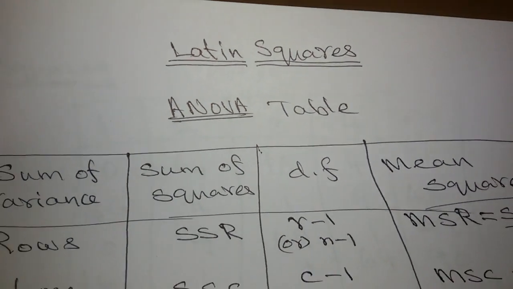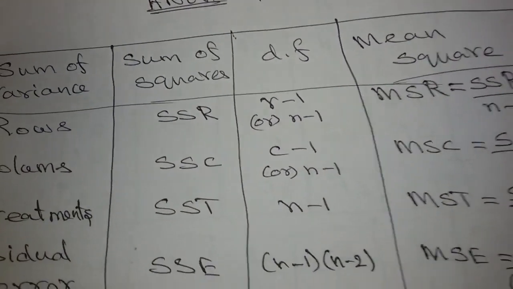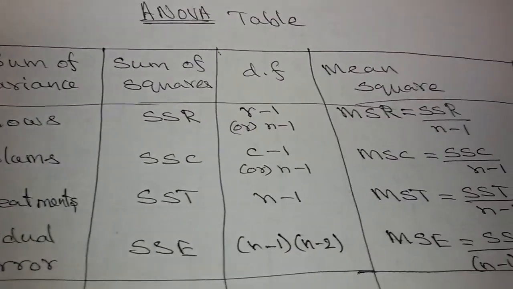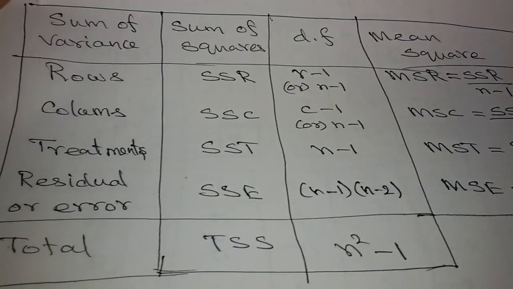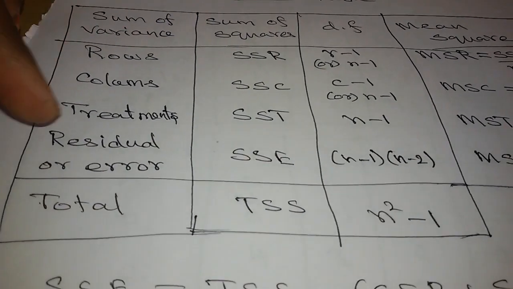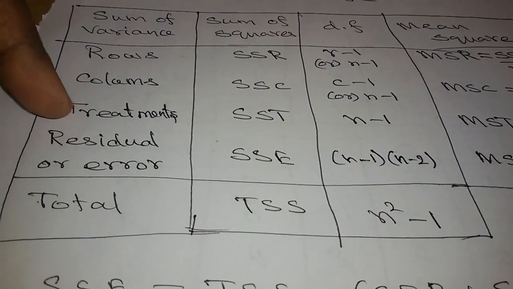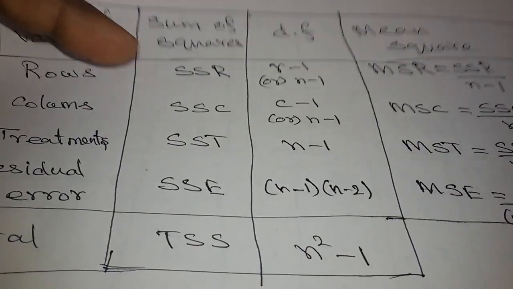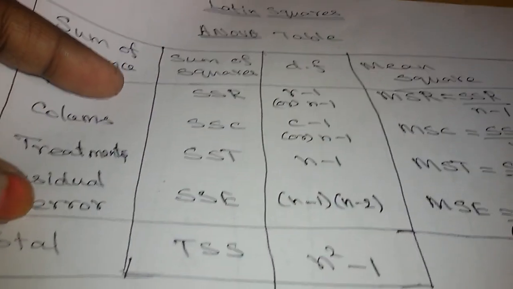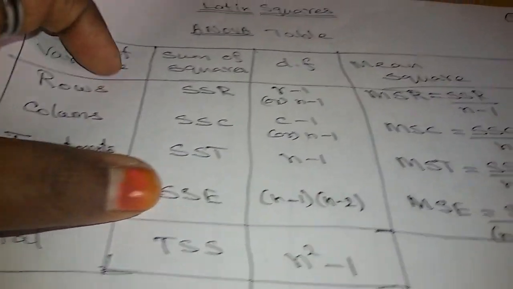The last method is Latin square. The corresponding ANOVA table is here: source of variance, sum of squares, degrees of freedom, mean square, rows, columns, treatments, residual or error. So the extra thing here is that we are having treatments. So SSR, SSC. For treatments, the sum of squares is SST, and error as usual is SSE.